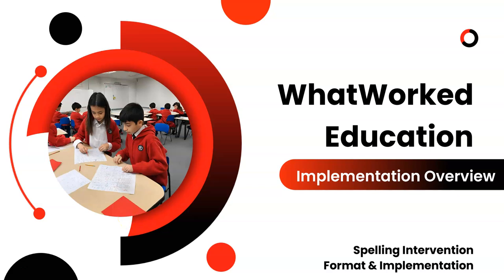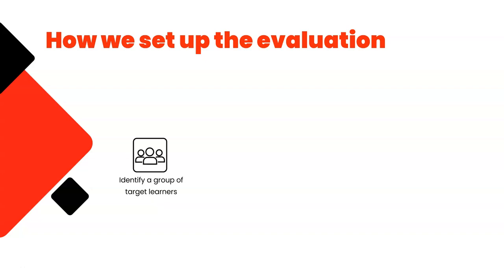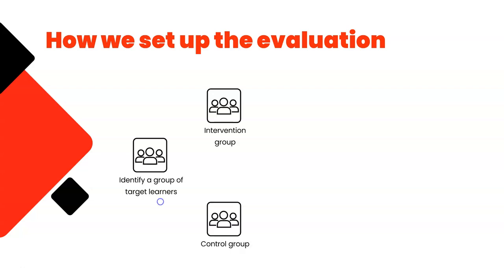Welcome to the implementation video. How we set up the evaluation in your school. The first thing we ask you to do is to identify a group of learners. And then using our What Worked trial wizard, it randomly allocates these to an intervention and control group.